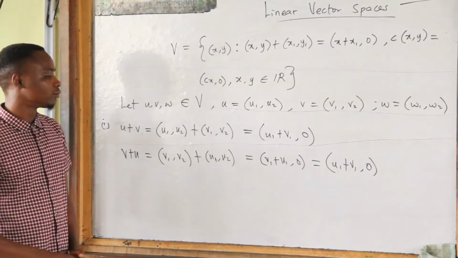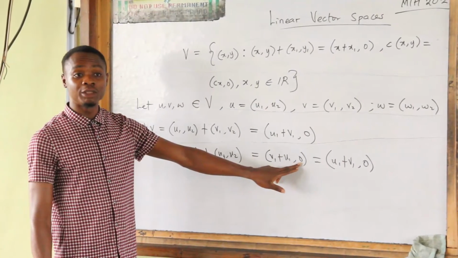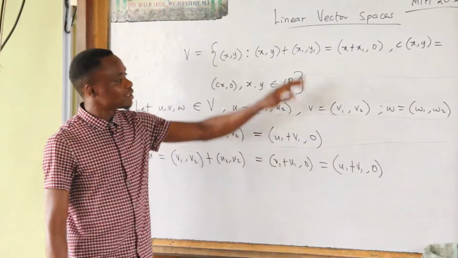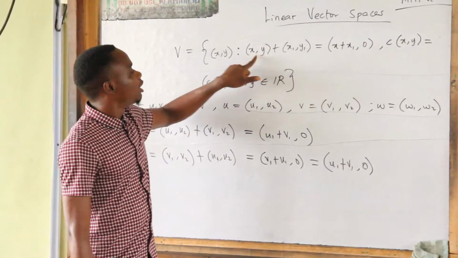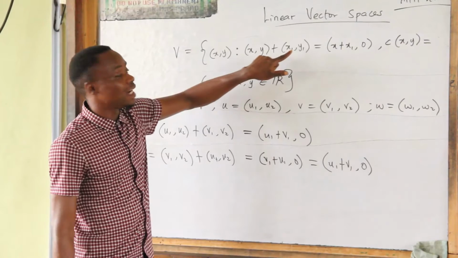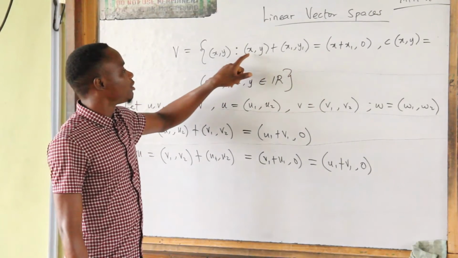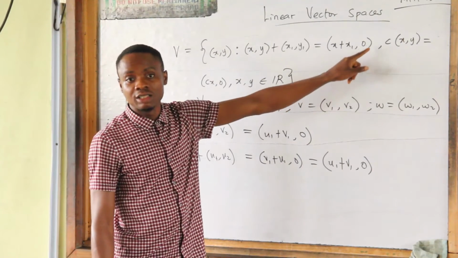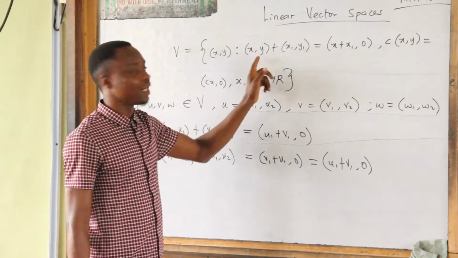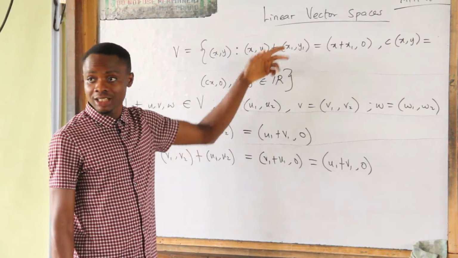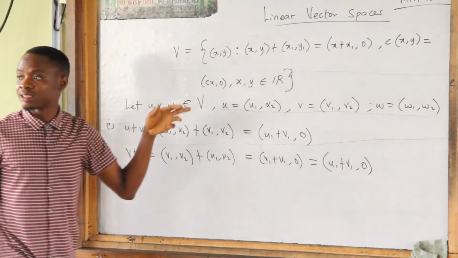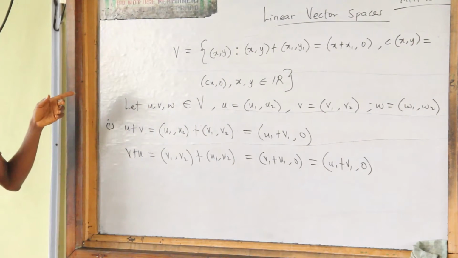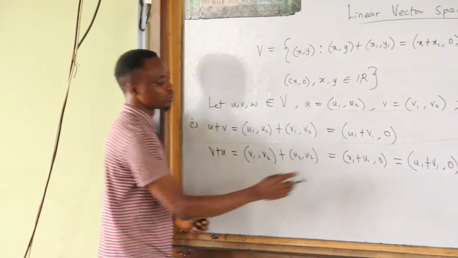The 0, yes. I got 0. That's the definition here. Can you see? When I want to add this element and this element, I'll pick the first element here, add the first element here, x plus x1. The second one is 0. It does not depend on what I have here. Do you get that? That's what is in the definition. Is it making sense? It doesn't depend on the definition. So this is what you get from that.